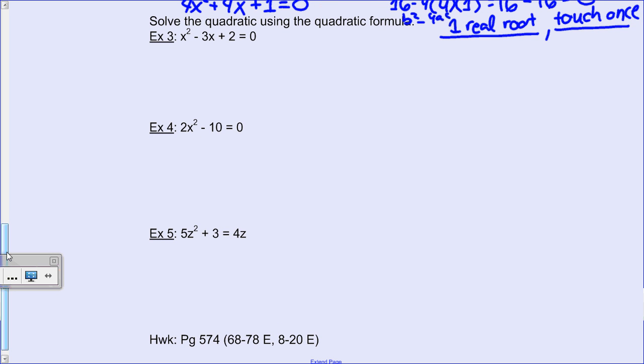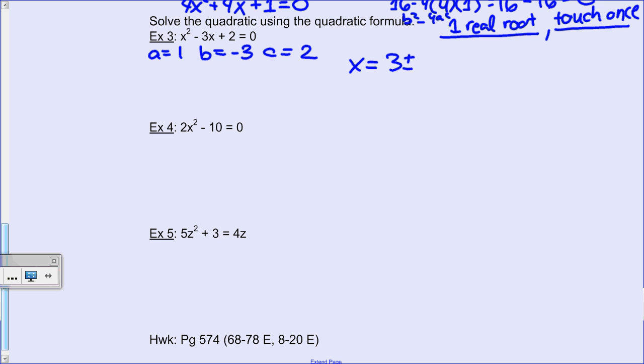So number 3, is this set equal to 0? Yes. So you have to know what's the invisible a value. 1. Okay. This relates to the b value. Mr. Sandberg, the c value. 2. Okay, I'm going to use what letter? Okay, I'm going to write x equals the opposite of b, the opposite of negative 3, 3.